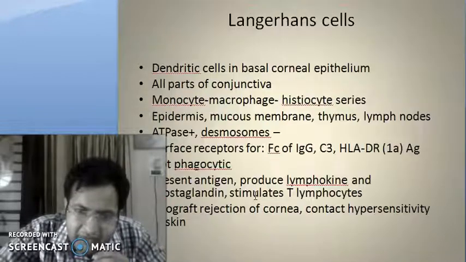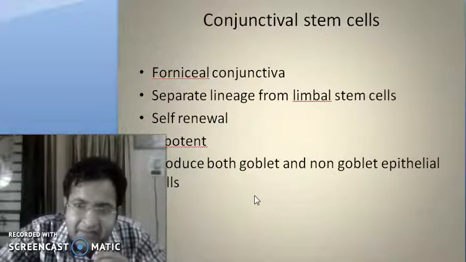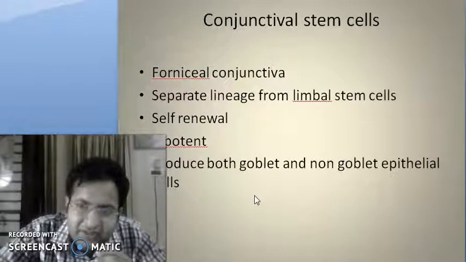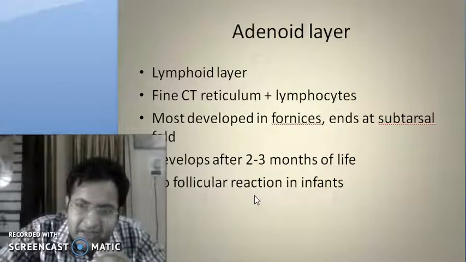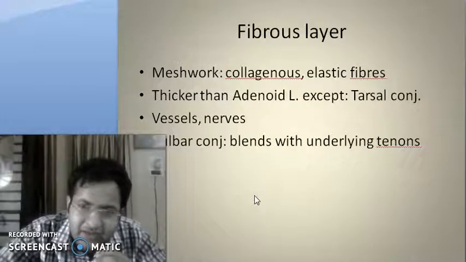The goblet cells we had seen, Langerhans cells are present in the conjunctiva, which are responsible for the immunology. The conjunctival stem cells are present in the fornix. The CALT, this is also part of the immunological mechanism of the conjunctiva. In the adenoid layer, the lymphocytes are present, and this is responsible for the follicular reaction.